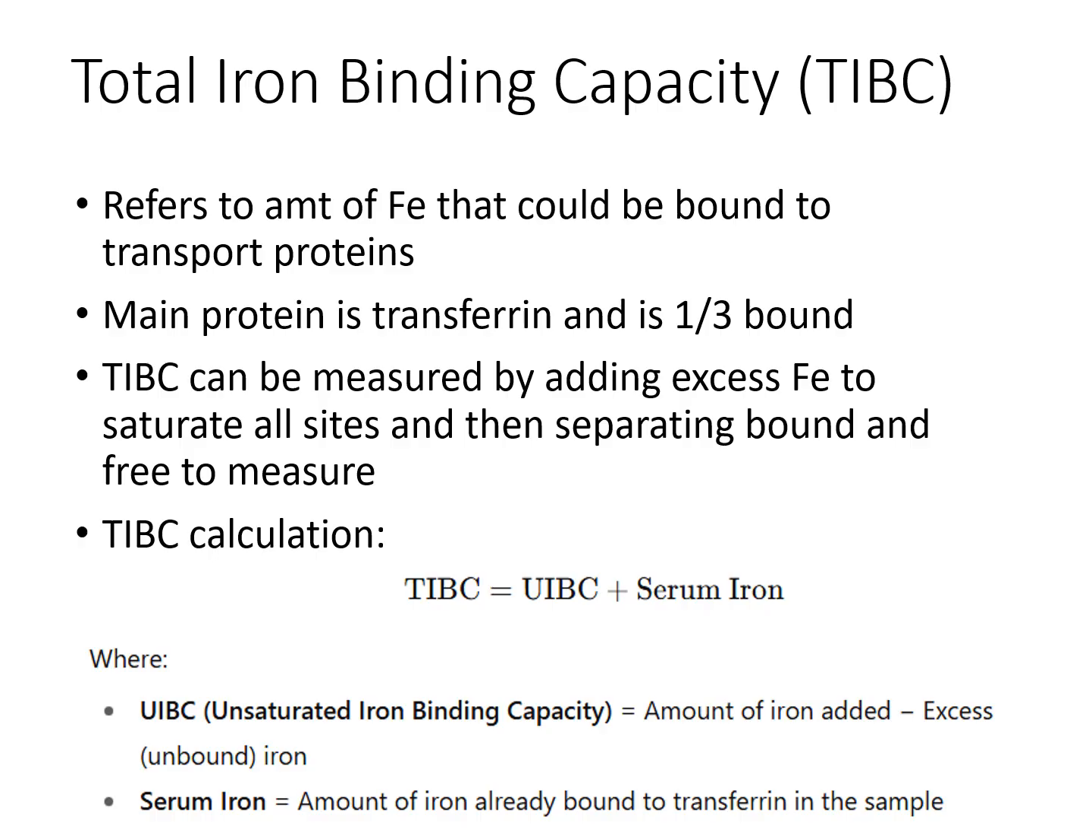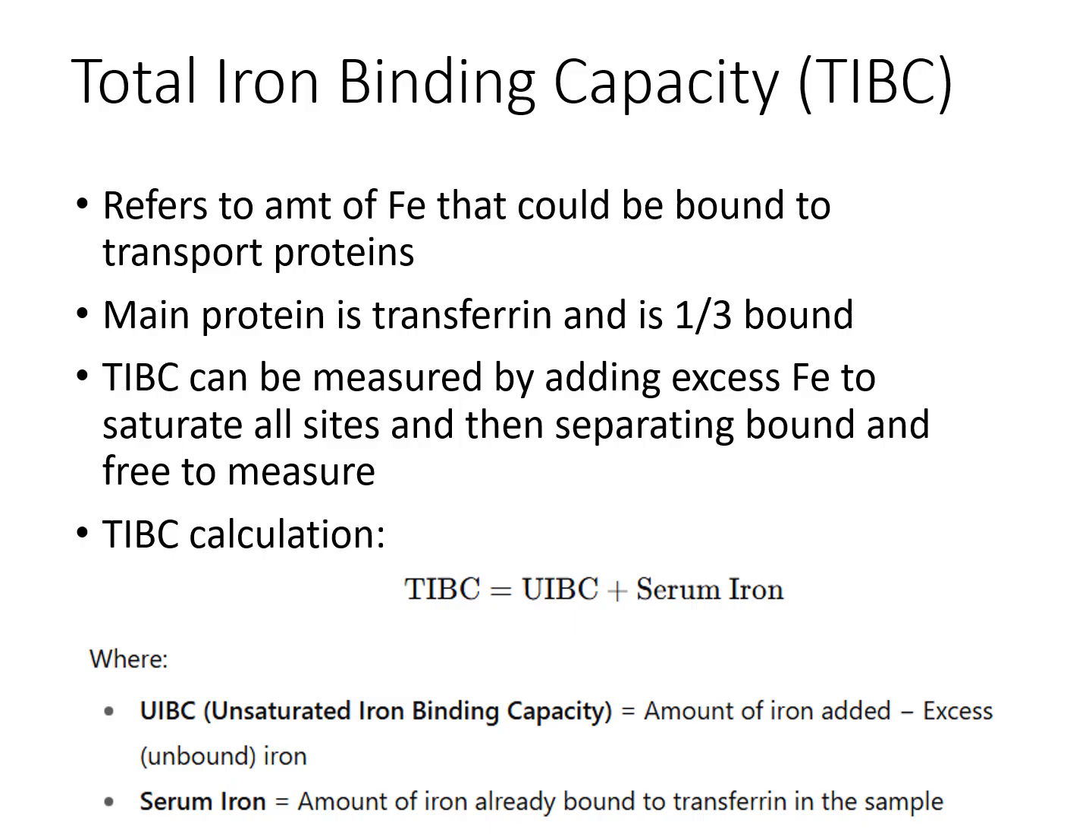Total iron binding capacity, or TIBC. This refers to the amount of iron that could be bound by iron transport proteins in the blood. The main transport protein involved is transferrin, which is kind of nice. It has trans in the name, so transport transferrin, which is normally about 1/3 saturated with iron.